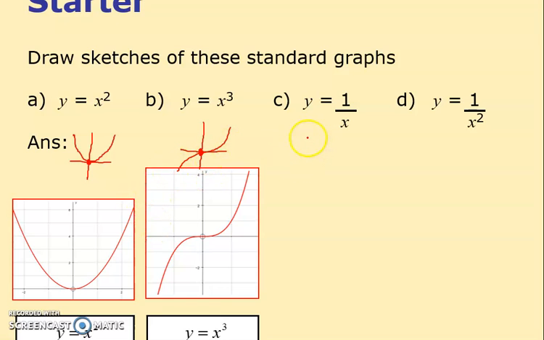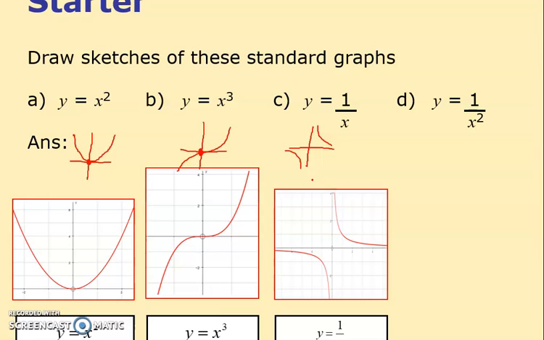Now, 1 over x, you should know, really comes in two parts. You might have only known one part of it. You might have known that there's a part here. There's also a part there, the negative part. So officially it looks like this. It doesn't cross the axis anywhere.